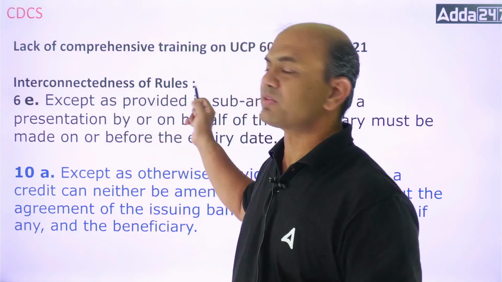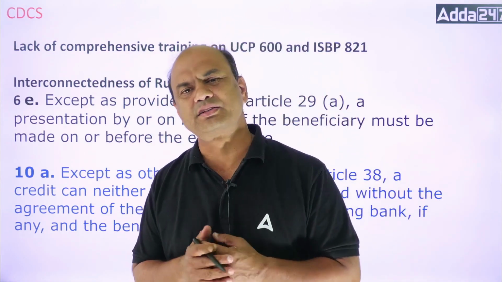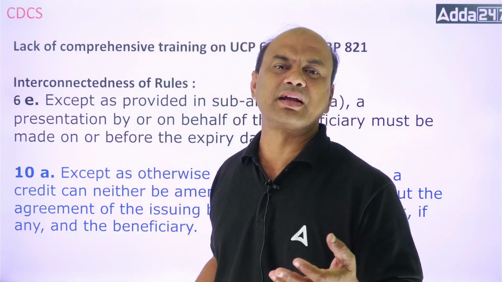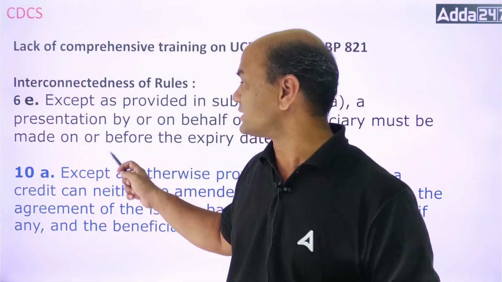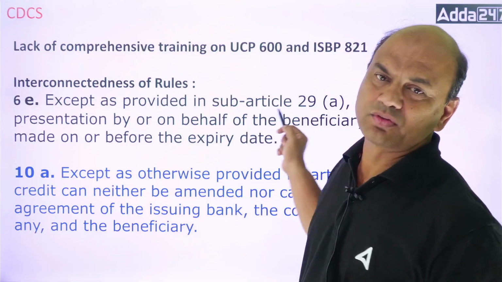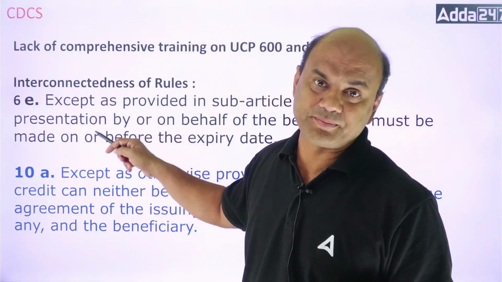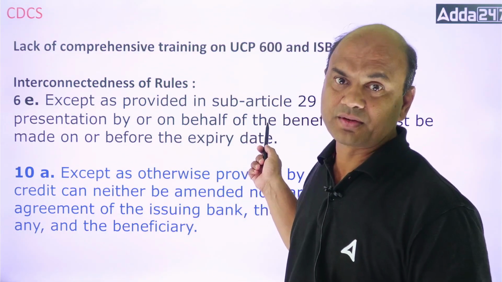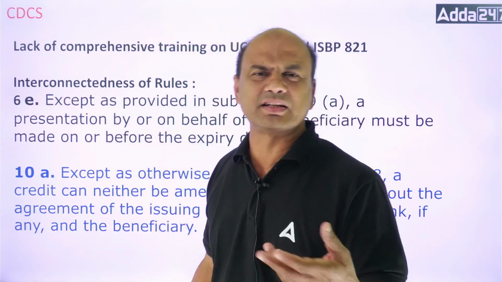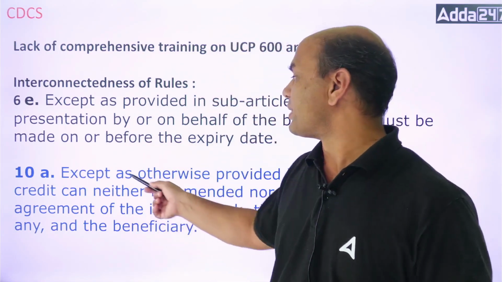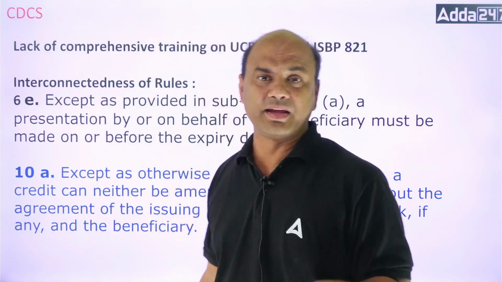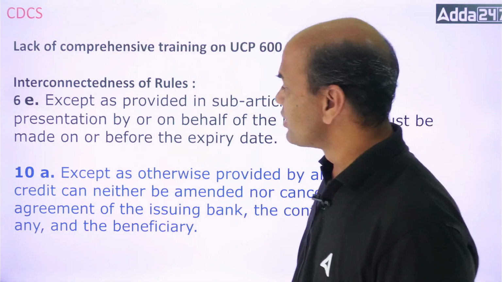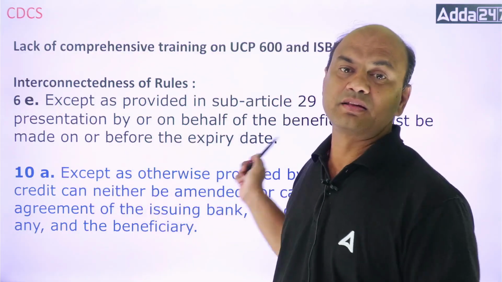Second is interconnectedness of rules. This is one of the major issues. Interconnectedness means there are many examples. I have given two examples over here. For example, Article 6E of UCP states, except as provided in sub-article 29A. So here it's an interconnectedness. From 6E you are jumping to 29A, so immediately you must think what is 29A. Similarly, there is another for transferable LC. Article 10A states that except as otherwise provided in Article 38. What is 38? Transferable LC. So immediately 10 and 38 get related to each other.